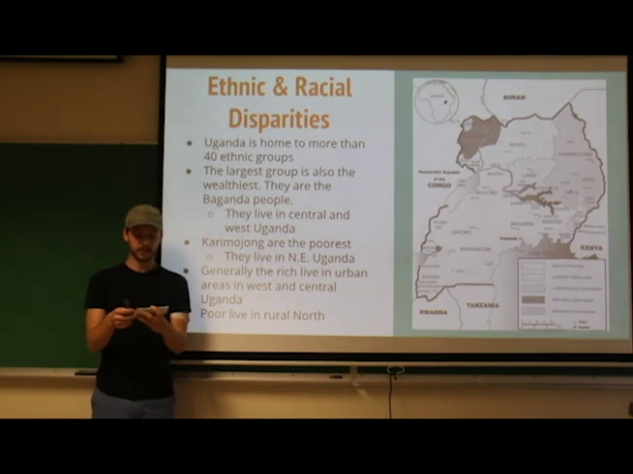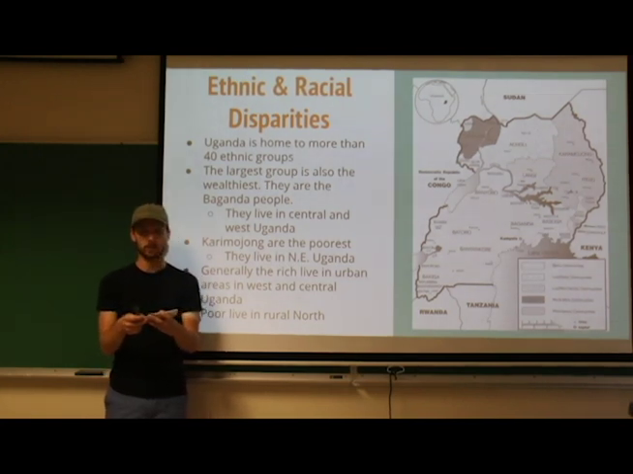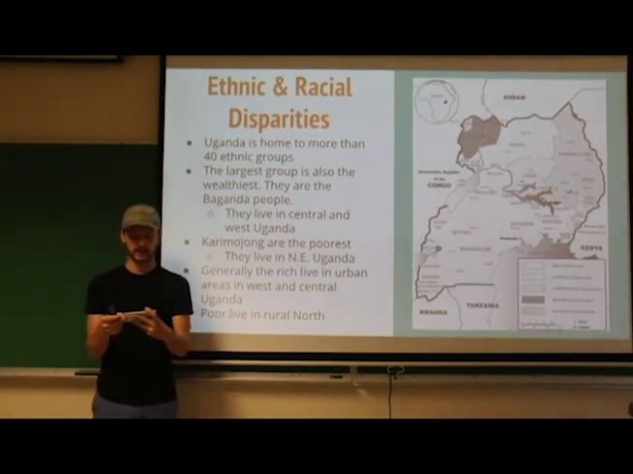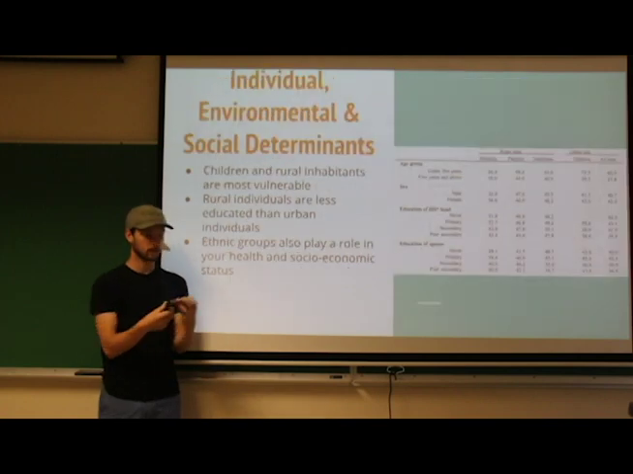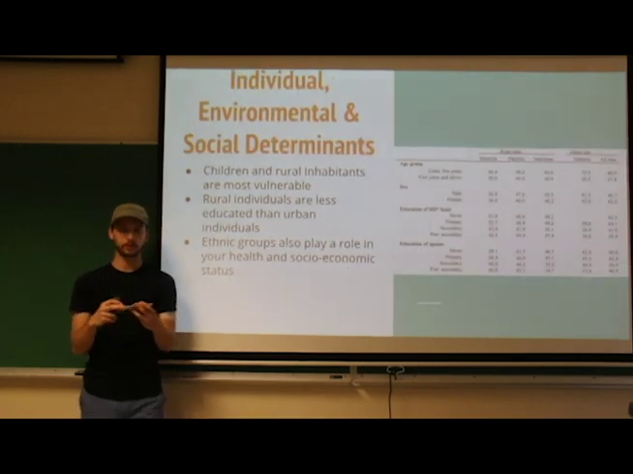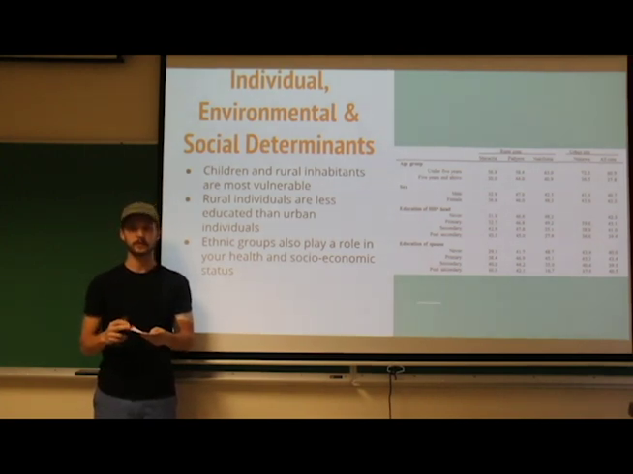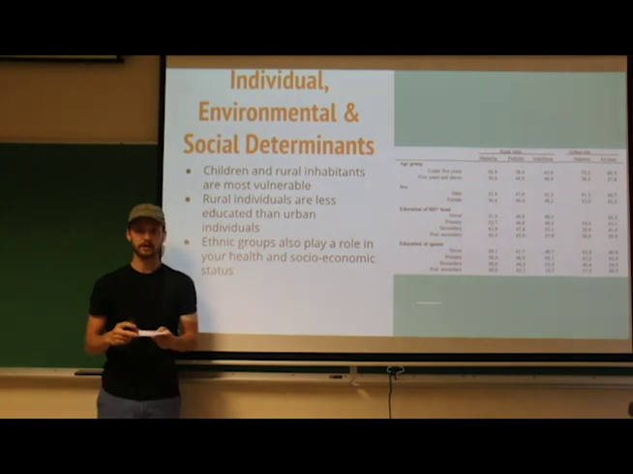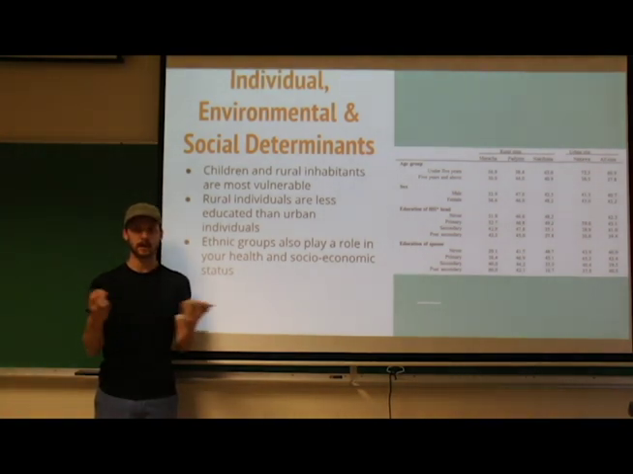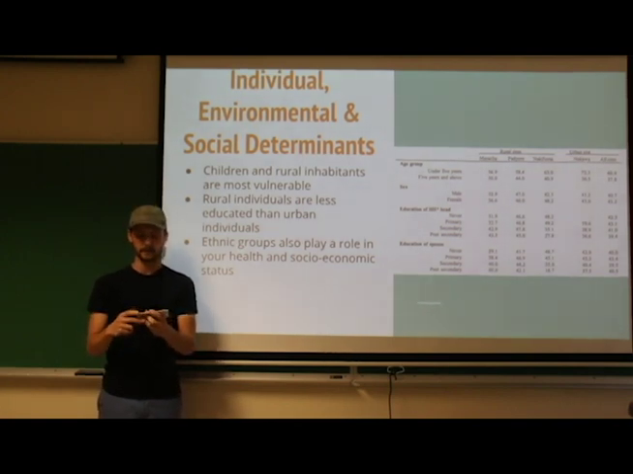Overall in Uganda, the rich live in urban areas in western and central Uganda, and the poor live in the rural northern parts of the country. Children and rural inhabitants in Uganda are the most vulnerable. Children are the most vulnerable because they're young, their immune systems are weak, and also they don't have knowledge to avoid certain sources of water or certain food contaminants and other things like that.